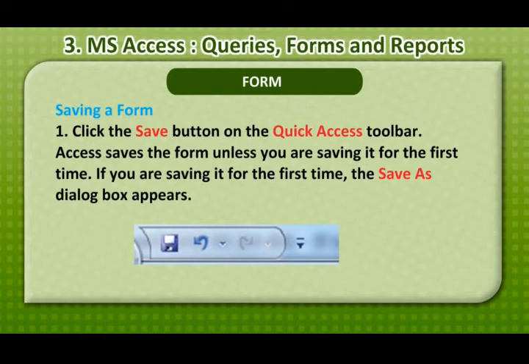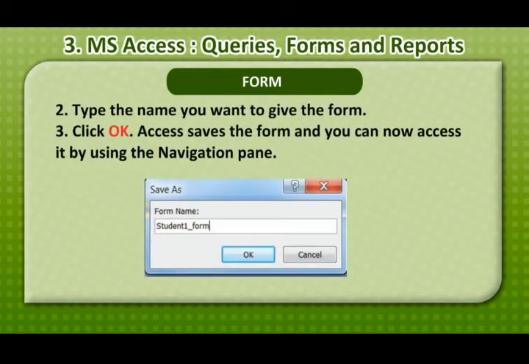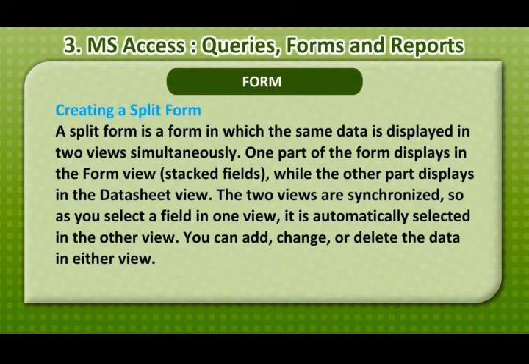Now saving a form. Click the save button on the quick access toolbar. Access saves the form unless you are saving it for the first time. If you are saving it for the first time, the save as dialog box will appear. Type the name you want to give the form and click OK. Access saves the form and you can now access it by using the navigation pane.